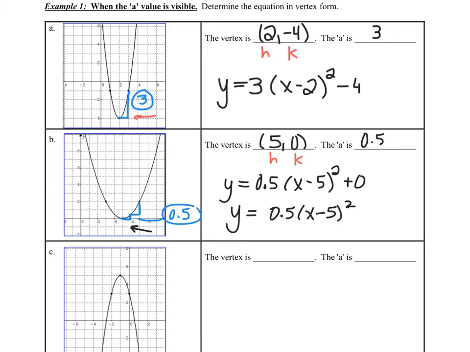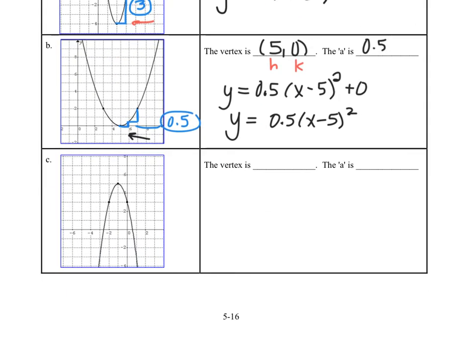Okay, I want you to try C on your own. So identify the vertex, identify the a value, and then take it up when you finish.